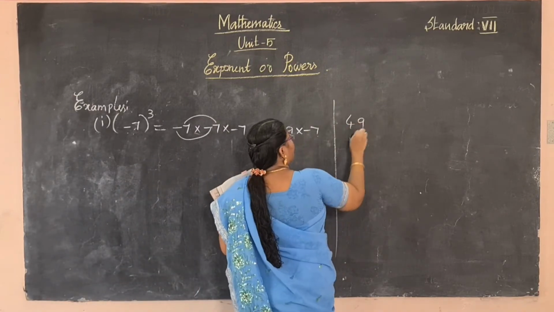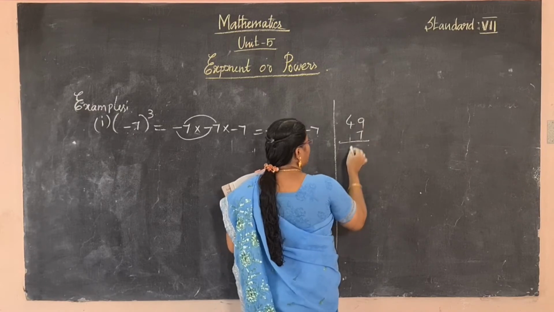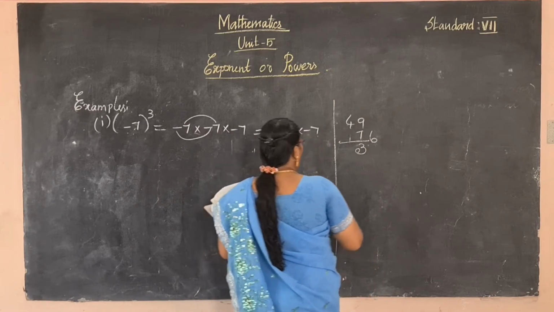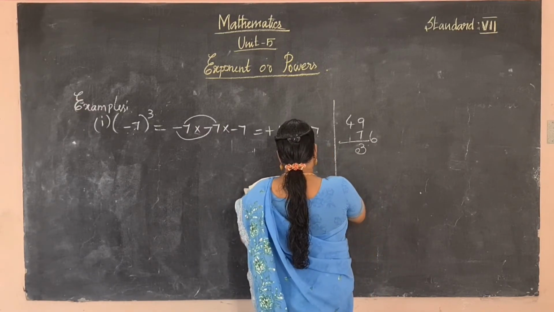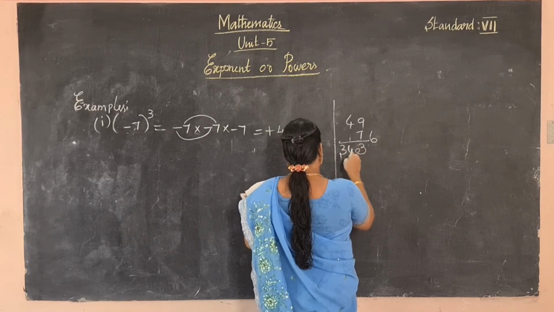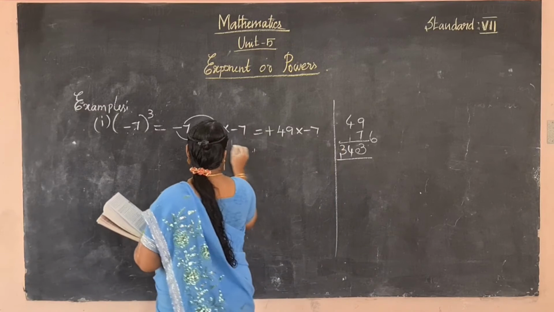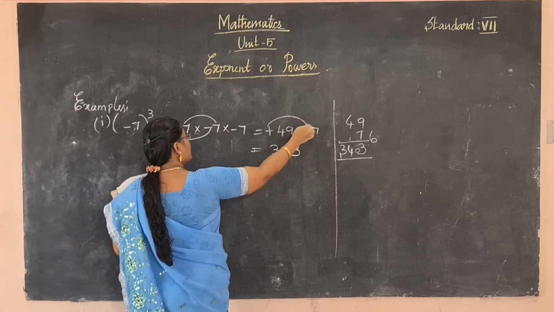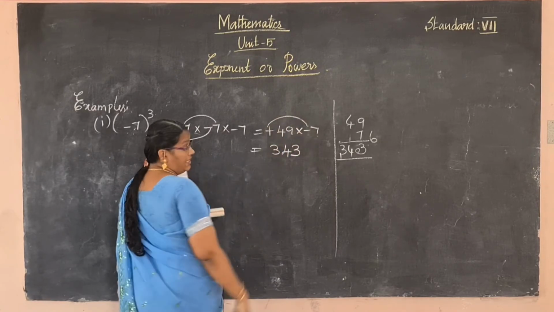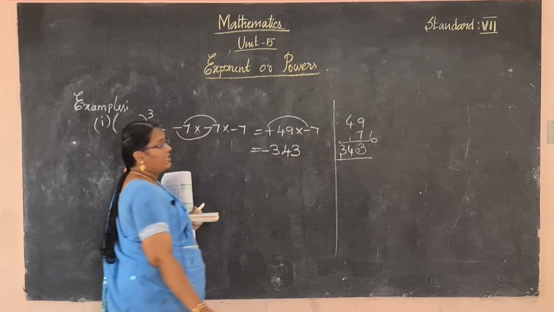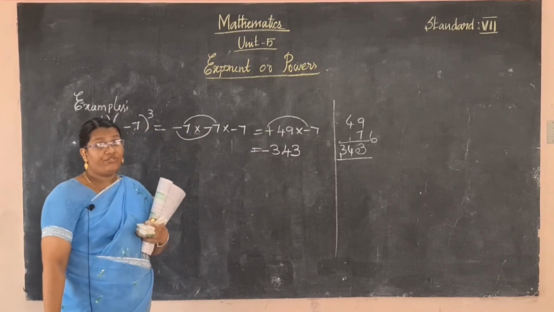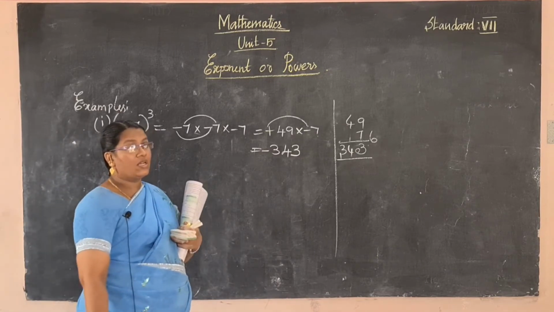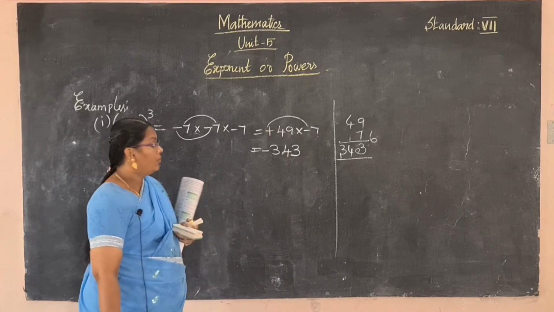So what is the value? 9 7s are 63. 7 4s are 28. 28 plus 6 is 34. So 343. Here minus into plus or plus into minus, what do we write? Minus. So multiplication of integers: two negative signs give positive, and a positive and a negative sign give negative. Write it as negative.